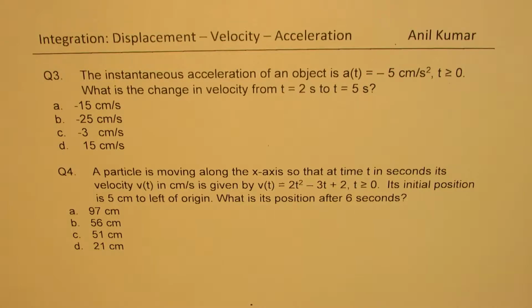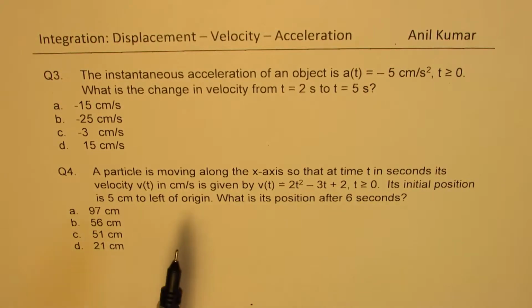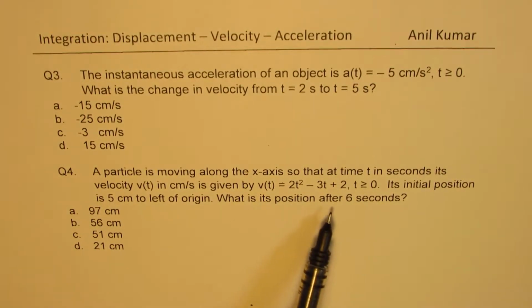Question number 4. A particle is moving along the x-axis so that at time t in seconds, its velocity v of t in centimeters per second is given by v of t equals 2t square minus 3t plus 2, where t is greater than or equal to 0. Its initial position is 5 centimeters to the left of origin. So that means at t equals 0, the position s of 0 is minus 5. What is its position after 6 seconds? The choices are given to you. You can pause the video, answer the question, and then look into my suggestions.